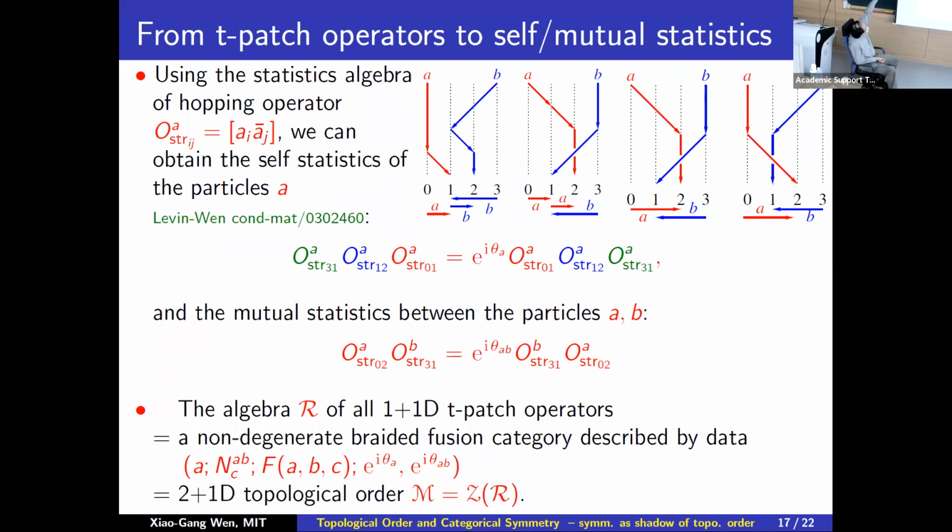And then this is simple. We can have mutual statistics for A and B. That is A and B, and A and B, just in different order, but straddled differently. So this we discussed. When two patch operators straddle non-trivially, they may not commute.